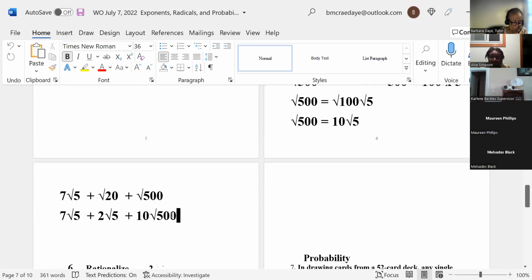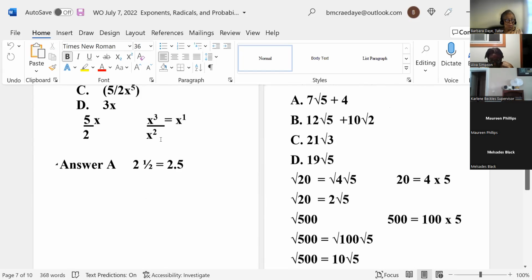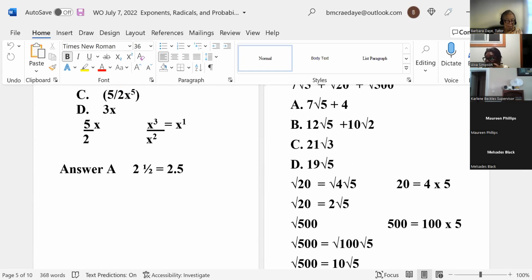Now all you need to do is just add the coefficients. 7, they all have square root of 5, right? So you could add 7 plus 2 plus 10, and that gives you what? What does that give you, Maureen? 19. So now your answer is 19 times the square root of 5, and that's answer D right there.